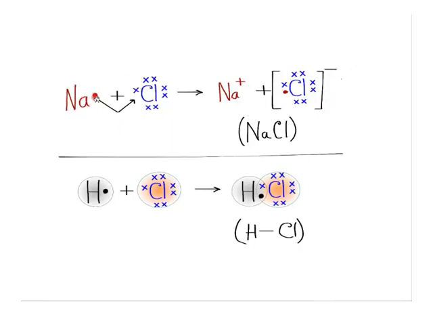There will be a metal atom which will donate electrons to a non-metal atom. Can you see that there is a donation of electrons? After the process, you see sodium lost its electrons and chlorine accepted the electrons donated by sodium.